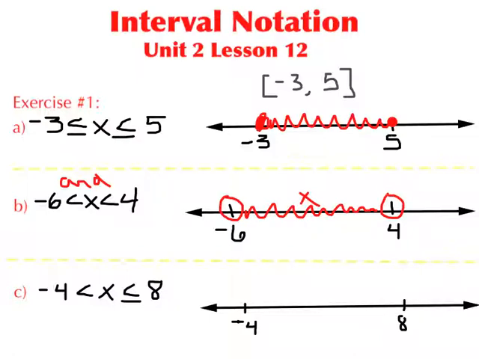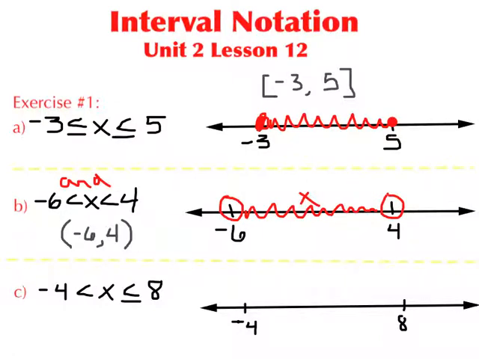The last piece is writing my interval notation. With an open circle, that means I'm going to use parentheses. -6, comma 4, close my parenthesis. Noticing that less than symbols without the equal to bar have parentheses. Open circles, parentheses. See how they all go together?